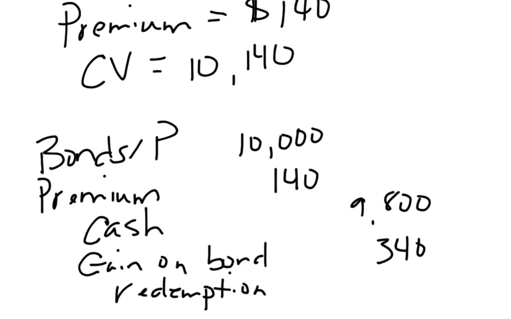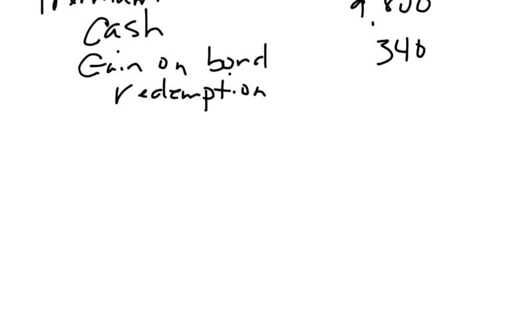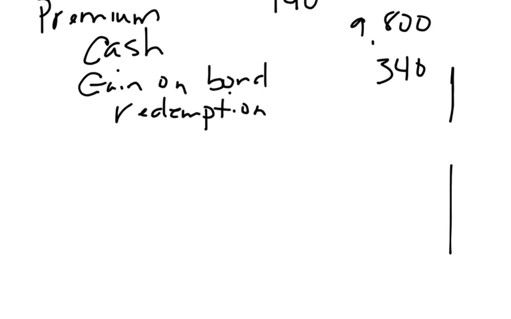There we go. Now, let's assume the same facts, but let's assume that instead of the premium, it was the second example that we ran through. So, I'll tell you what, let's just start a new page here. So let's assume we're still going to redeem them at the 98, so that's not changing. The cash is the same. We're still going to pay $9,800. But let's assume that we were in the second example we gave before where we had a discount.